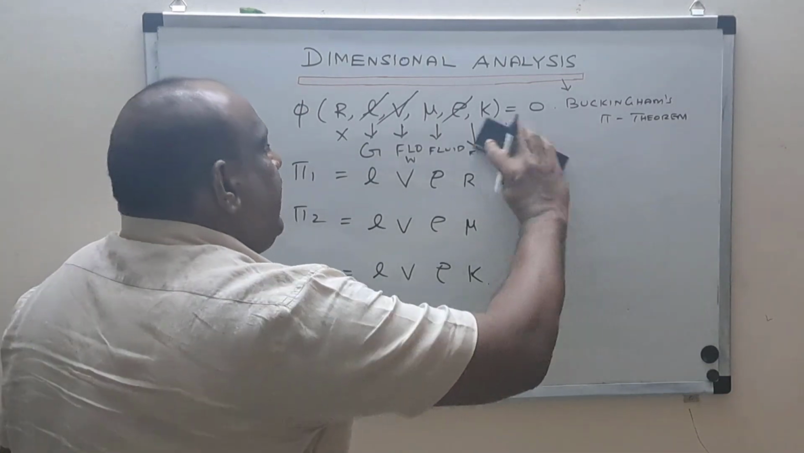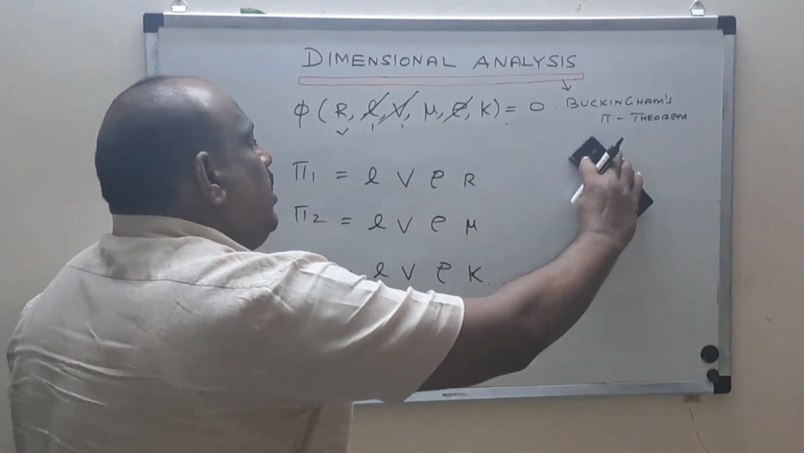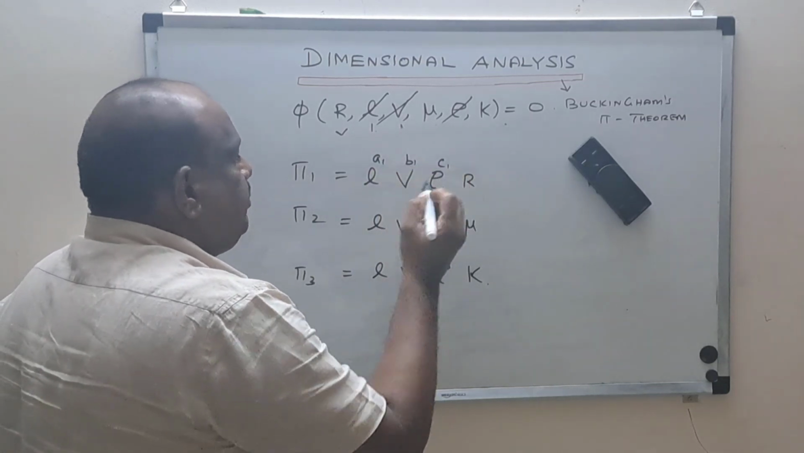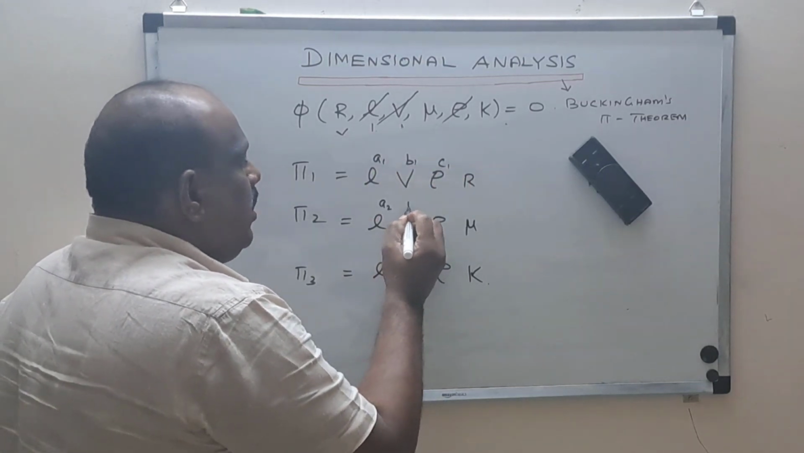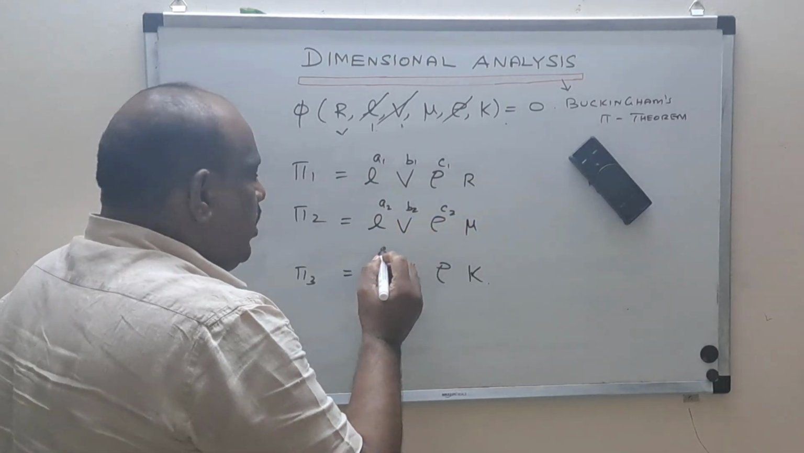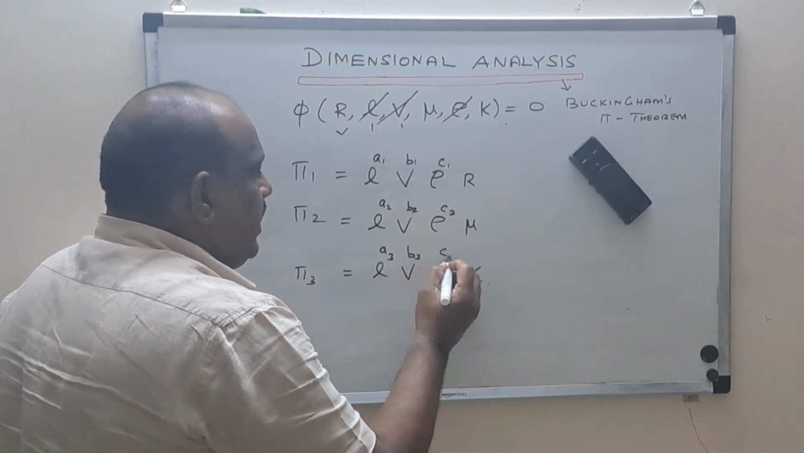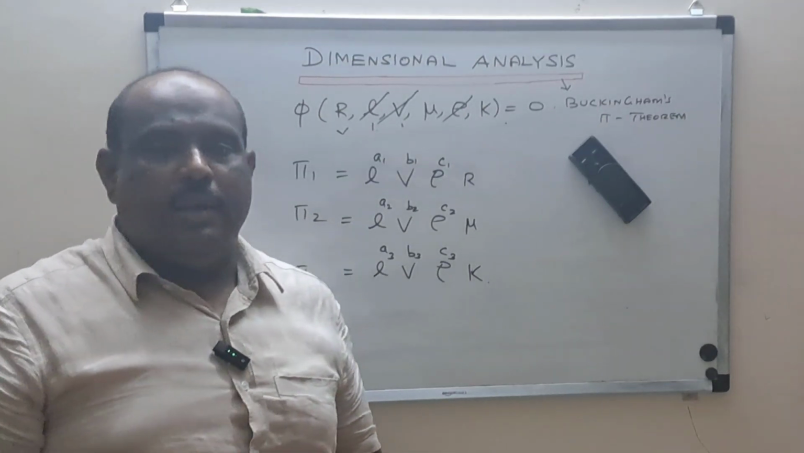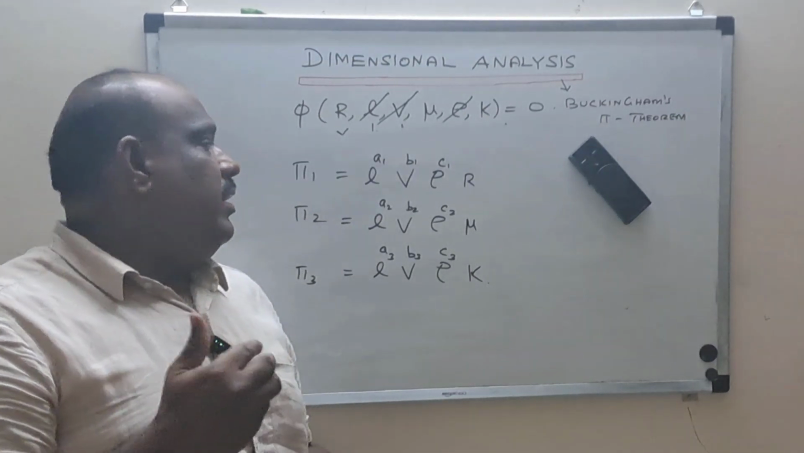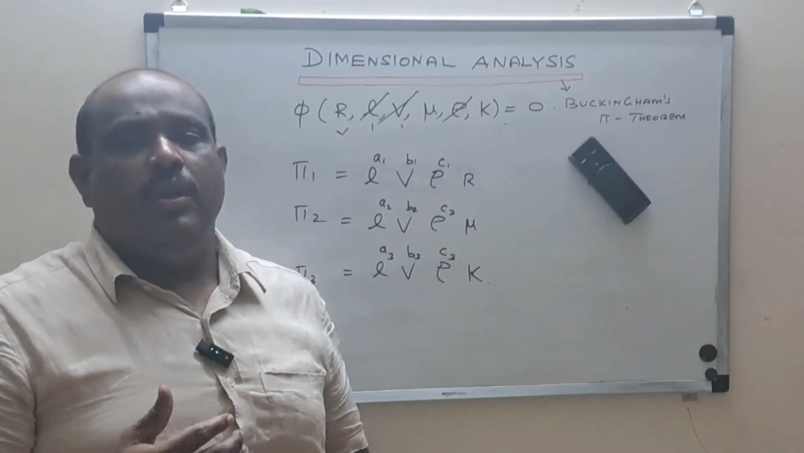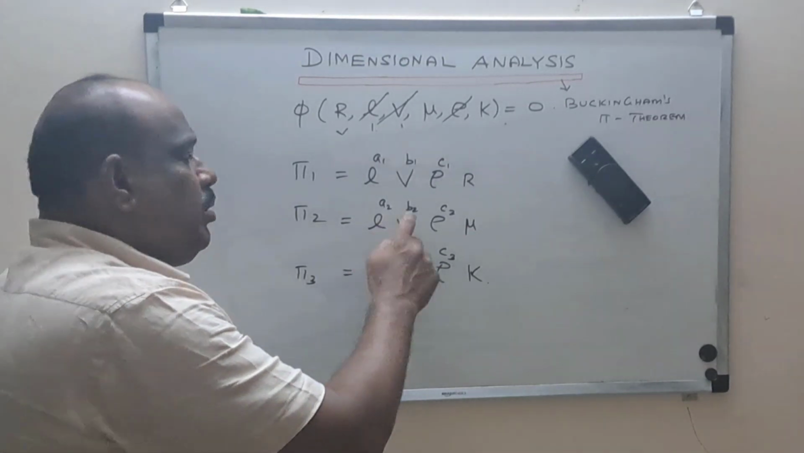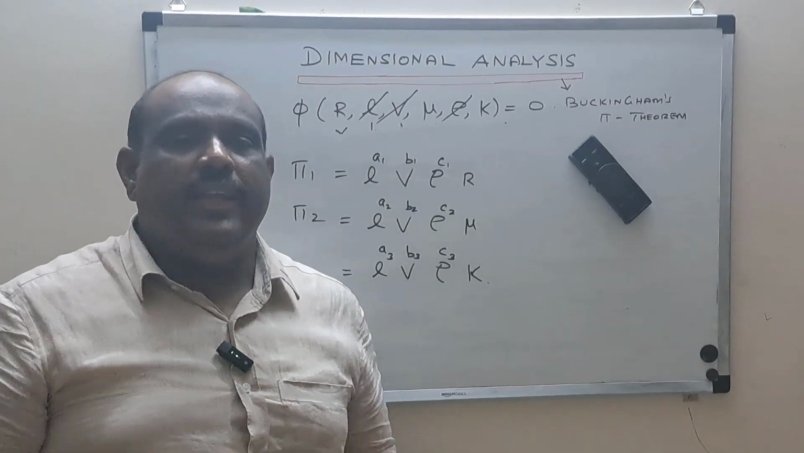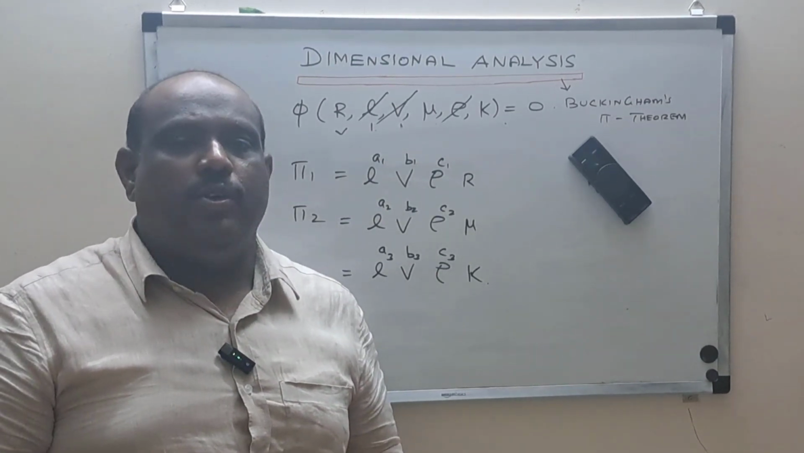Now once you form the pi terms, you have to write like this: A1, B1, C1. Coming over here, A2, B2, C2. Coming over here it is A3, B3, C3. What are A1, B1, C1? They are nothing but the powers of the coefficients L, V and rho. Since they are repeating, I am writing A2, B2, C2, A3, B3, C3. Now I hope it is clear how to form the pi terms, namely pi 1, pi 2 and pi 3.